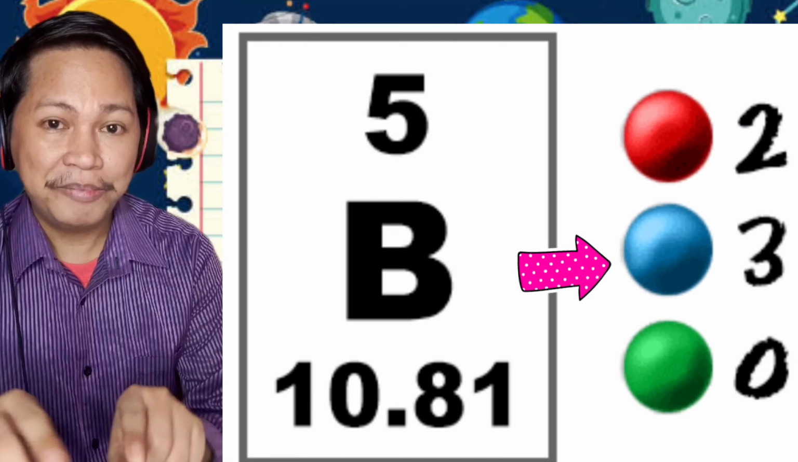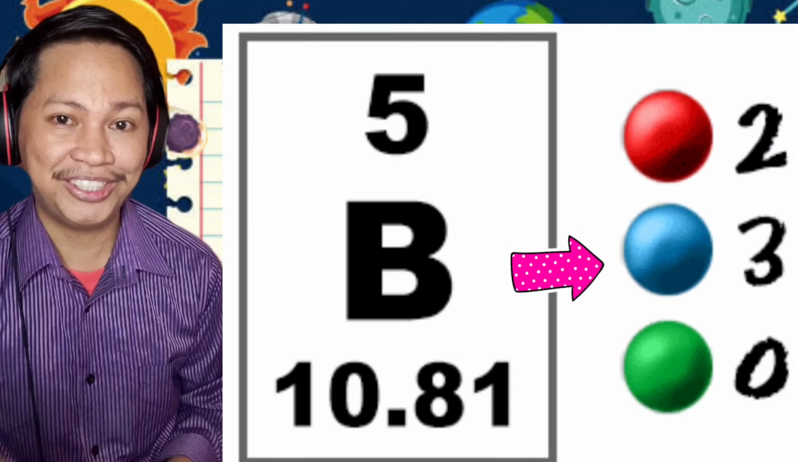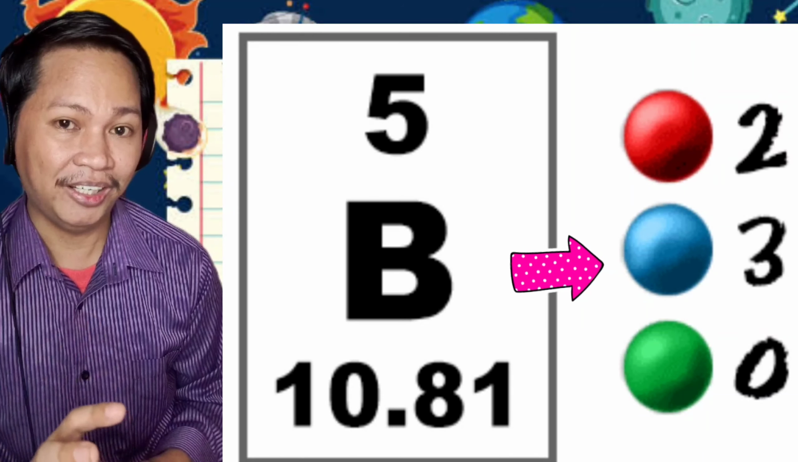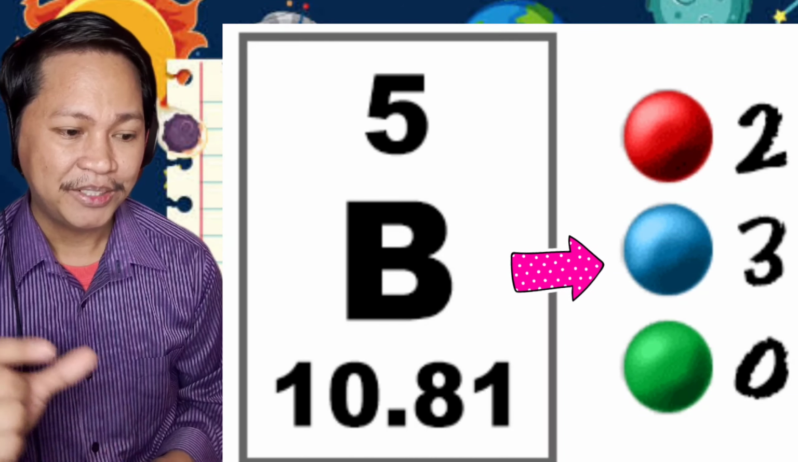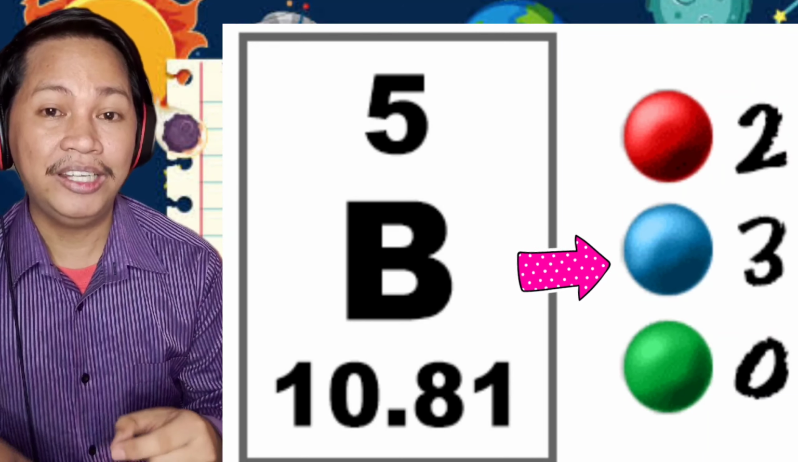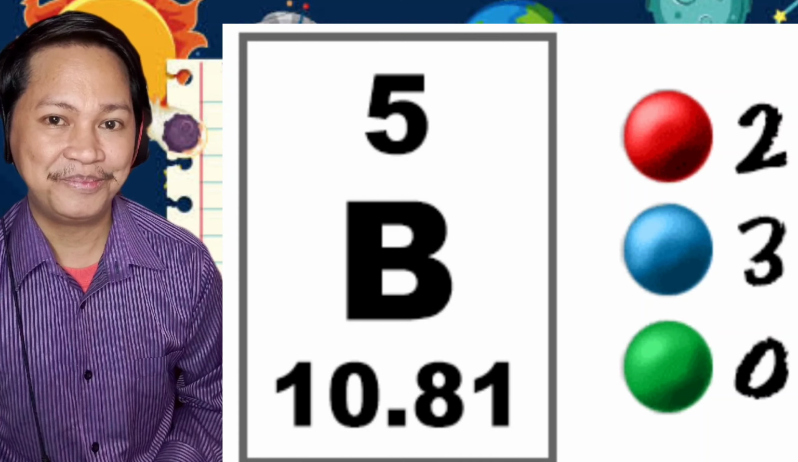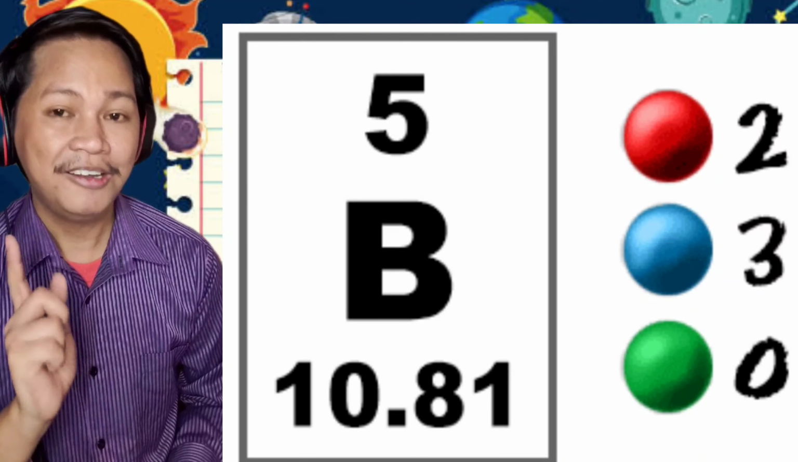Valence kasi siyang pinaka-outer electrons na nandoon sa outer shell. You have inner shell, outer shell. So, when you say valence electrons, they are the outermost electrons found in the atom. So that's why we have 3 valence electrons. So, ang pinaka-outside.